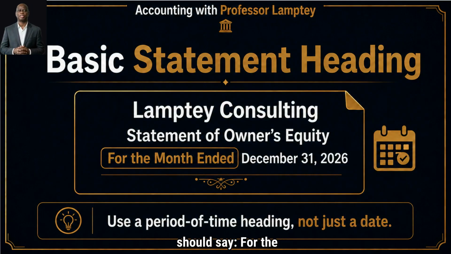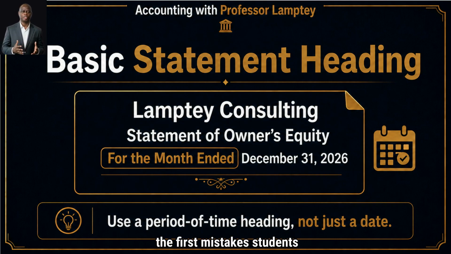That means the heading should say, for the month ended December 31st, 2026, or for the year ended December 31st, 2026. Do not write this statement as if it is only for one specific date. That is one of the first mistakes students make. The statement of owner's equity explains movement over time.